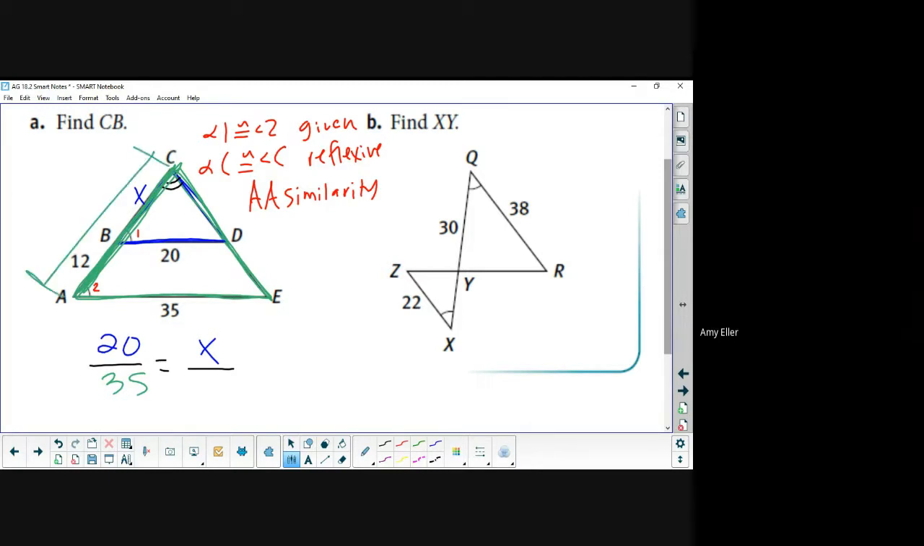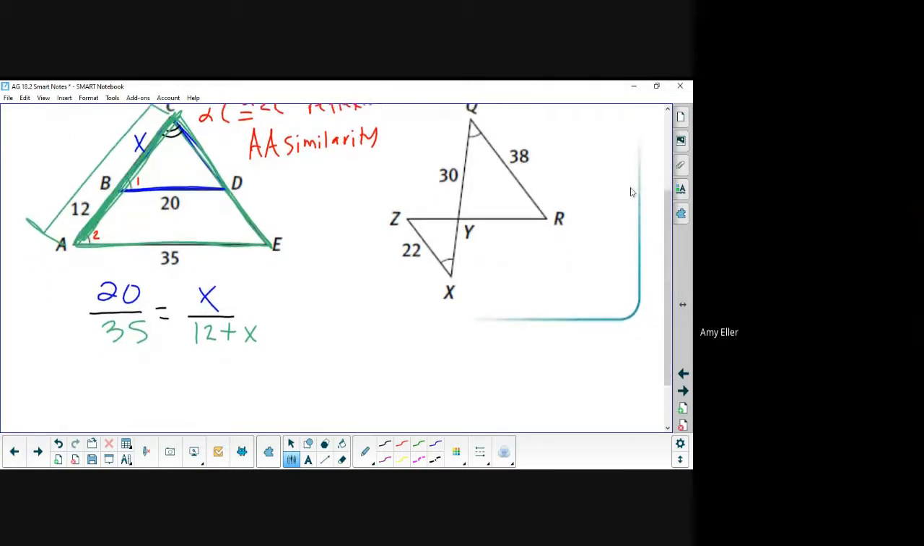How big is that side of the triangle? Good guess. It's 12 and x put together. So it's just simply 12 plus x. Just two numbers put together. Might be a good idea to put them in parentheses. So when we cross multiply, we remember to put them in parentheses.